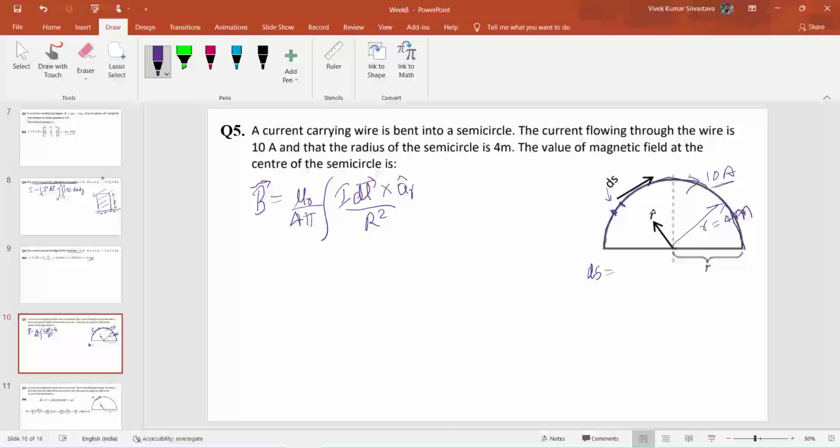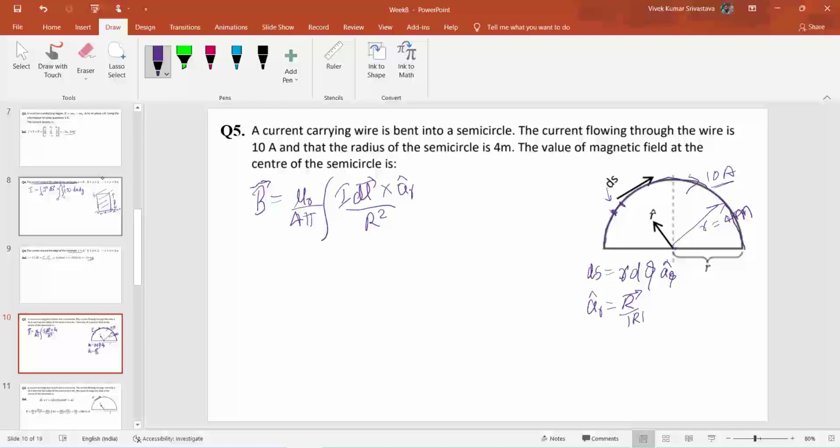Okay, so I am considering here ds. You can take it as dl as well, but I am considering ds. This is defined as r dφ aφ. And a_r we can calculate as vector r over the magnitude of r.